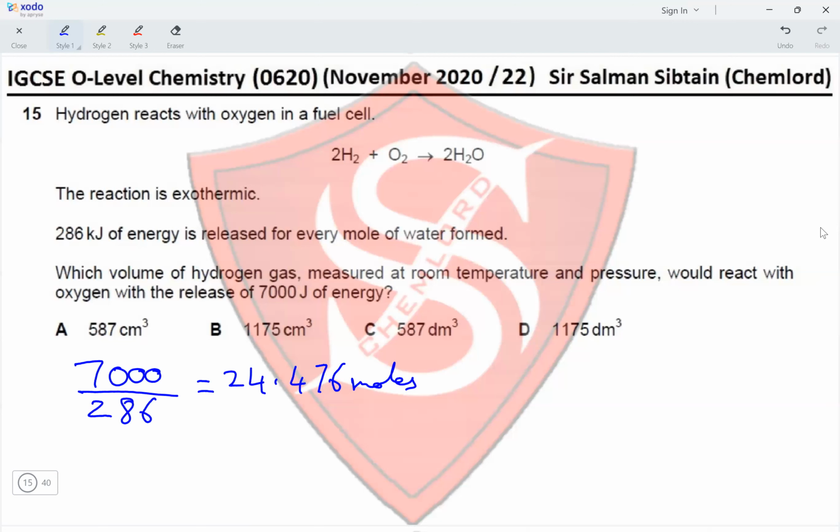So we have found out the moles of hydrogen gas. So now after finding out the moles of hydrogen gas, we would, this should be 286,000. So this should be 0.024476.